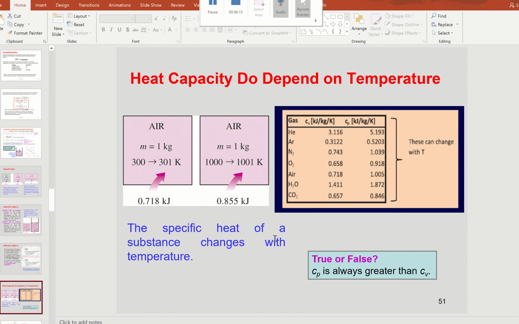All right, so specific heat changes with the temperature. Okay, and we talked about earlier, Cp is always greater than Cv, so that statement is true.